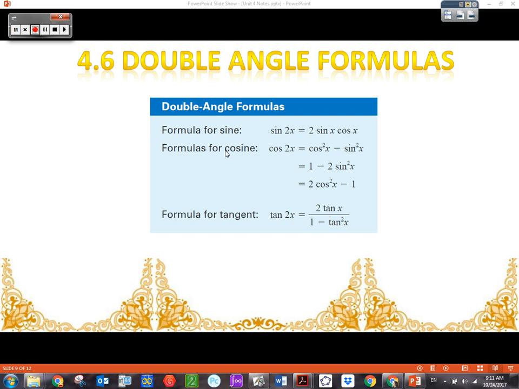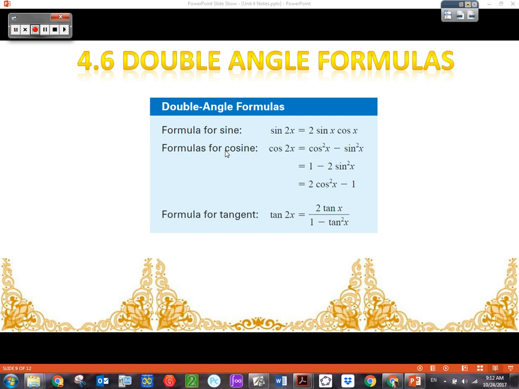Take a look at today's lesson. We're going to be looking at some new formulas, yay! Some double angle formulas. So we have three sets. We have a double angle formula for sine and cosine and tangent. I'm going to kind of walk through these.